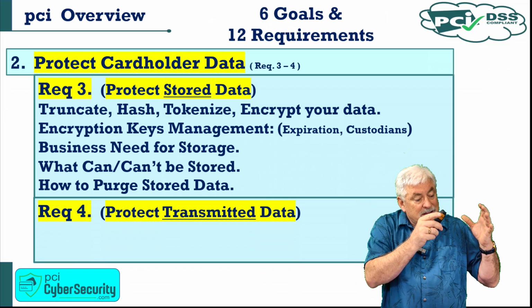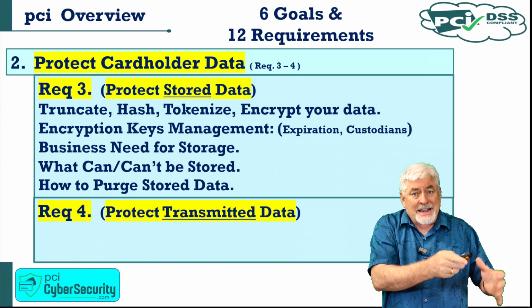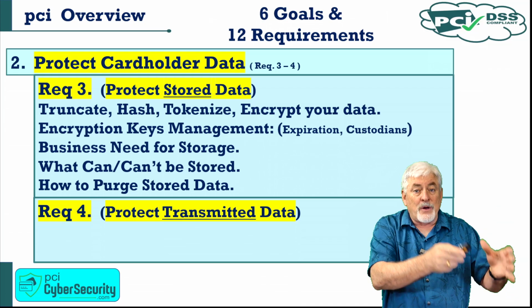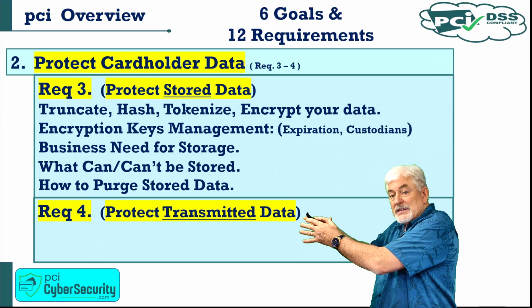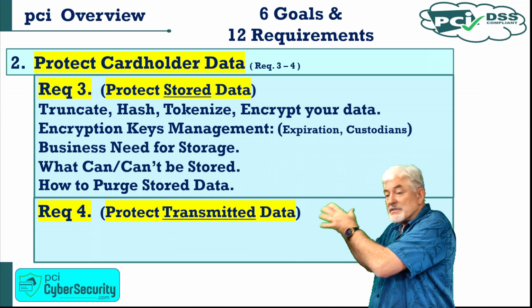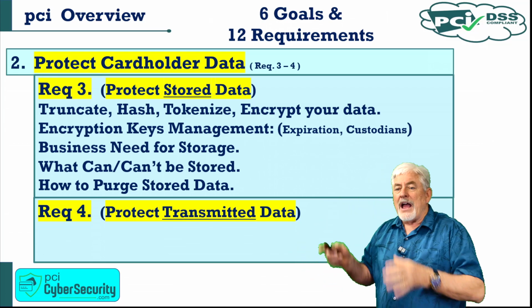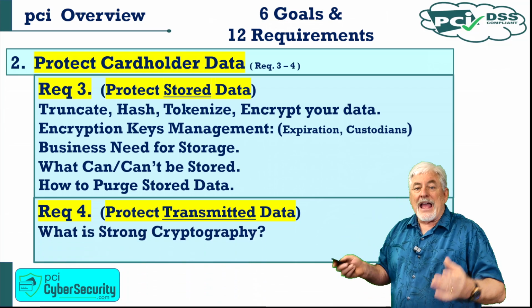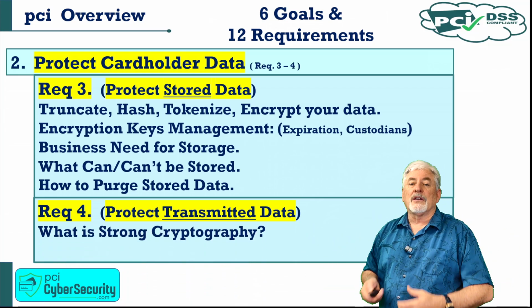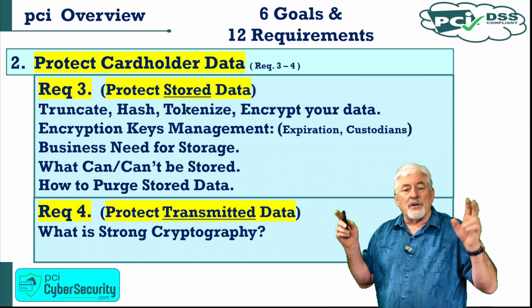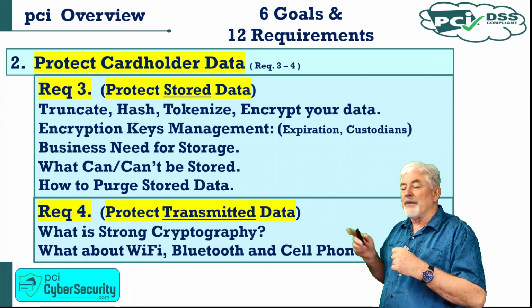While it's moving from the mechanic's shop over to his or her bank, which happens to be the local credit union, it's going to go through the internet to get there. How do we protect that data as it's moving? Well, with strong cryptography. And we're going to define what strong cryptography means in requirement 4.